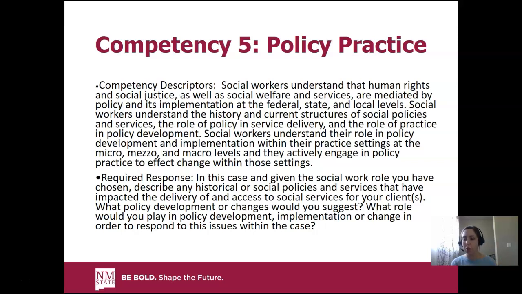If we're looking at the whole Latino community, we might look at policies relating to accessing services and how immigration plays into that, or how language plays into that, and how might we influence policy in order to benefit our clients.